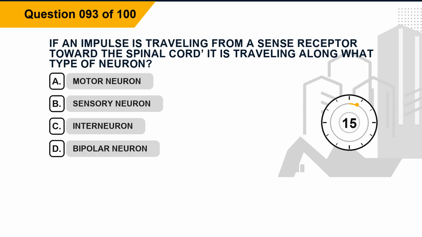Question 93. If an impulse is traveling from a sense receptor toward the spinal cord, it is traveling along what type of neuron? Option A. Motor neuron. Option B. Sensory neuron. Option C. Interneuron. Option D. Bipolar neuron. The correct answer is option B.